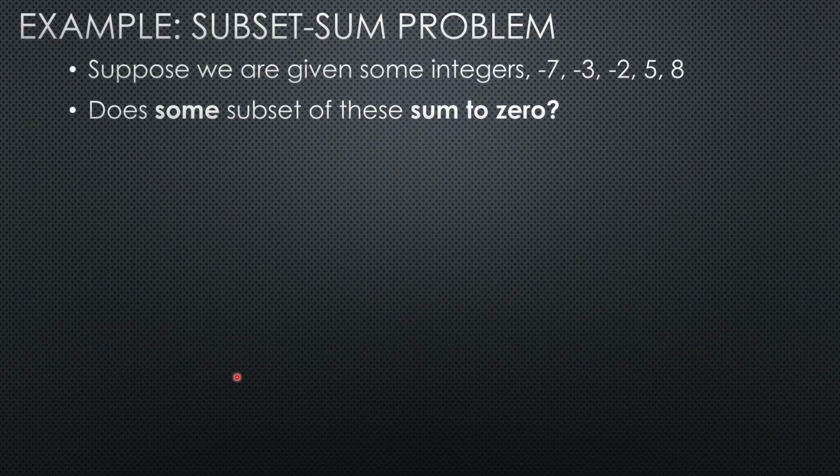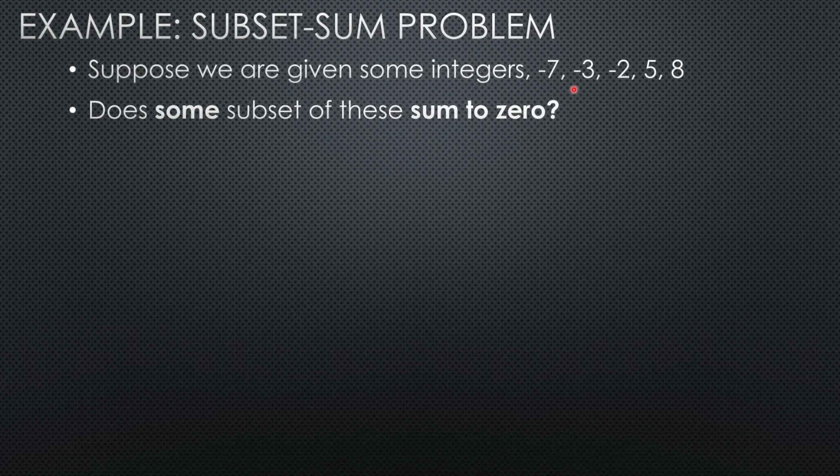I'm going to try to describe what NP is with a running example, this problem called the subset sum problem. So what's this problem? Well, suppose we were given an array of integers. Here, for example, we have -7, 3, -2, 5, 8. They don't have to be sorted. I've just drawn them sorted here just to make it easier to see. And the question is, is there any subset of these that sums to 0?